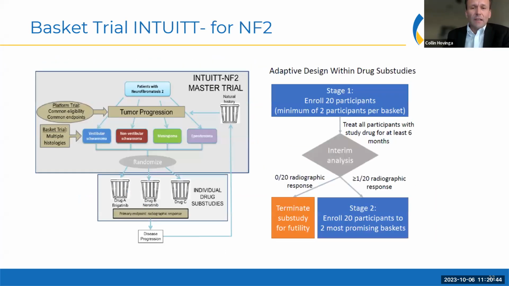Next slide. Now, just some quick examples. The INTUITT study is an example of a basket trial where three different NF disease subtypes are listed. There are various different schwannomas listed, but one drug is studied for each of those indications, each of those subtypes. And then what happens is, after a set number of patients enrolled, the presence or absence of disease progression decides whether or not you go on with the study. But again, these are just subtypes of a single disease entity, one drug against them. Next slide.